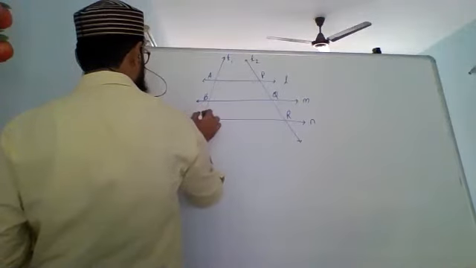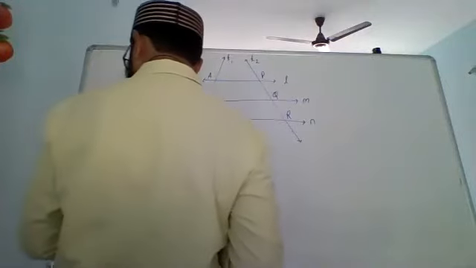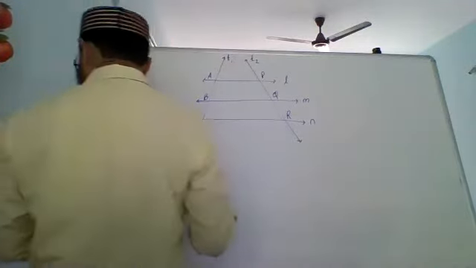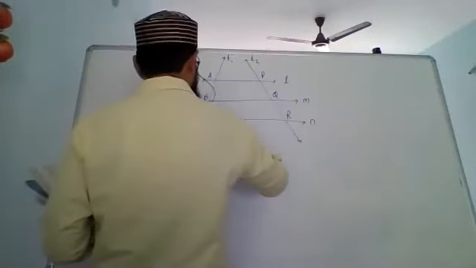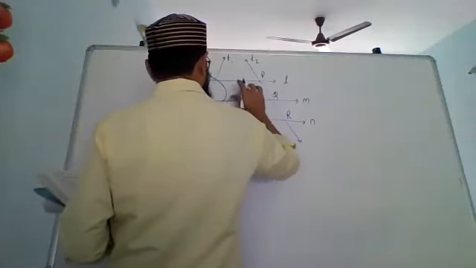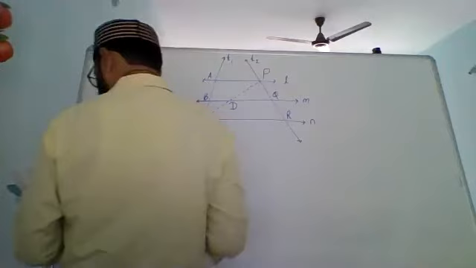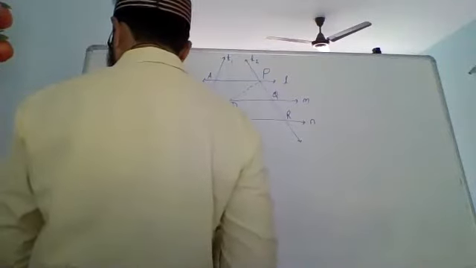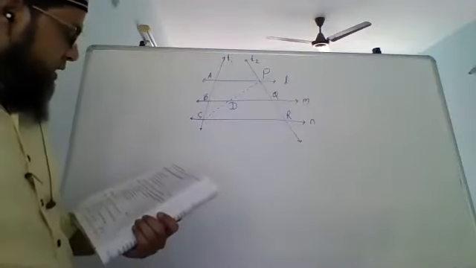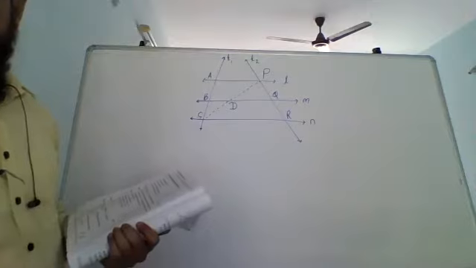I'll repeat again. The ratio of the intercepts made on a transversal by three parallel lines is equal to the ratio of the corresponding intercepts made on any other transversal by the same parallel lines. Okay, that is the theorem.